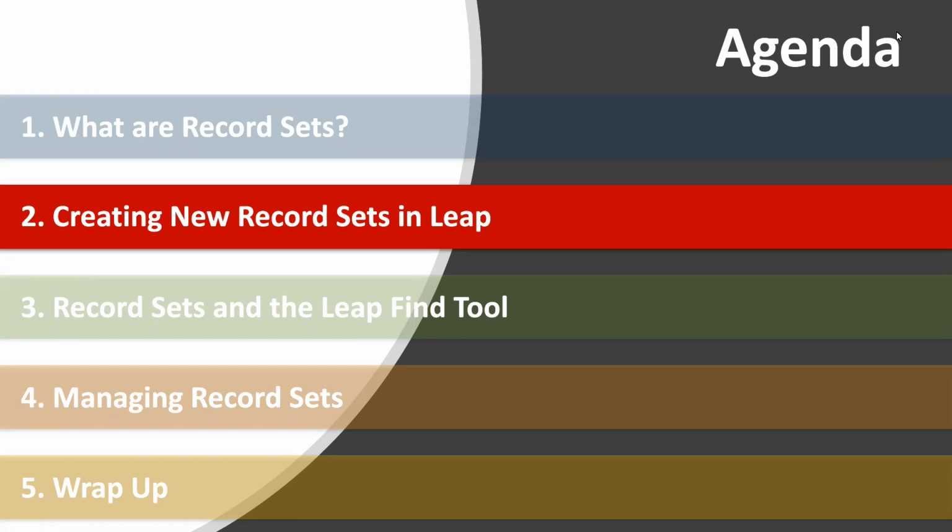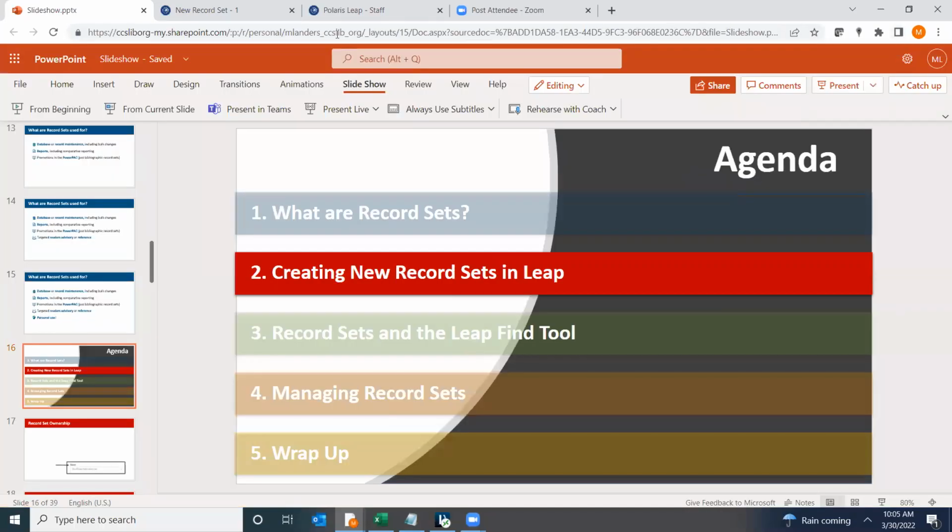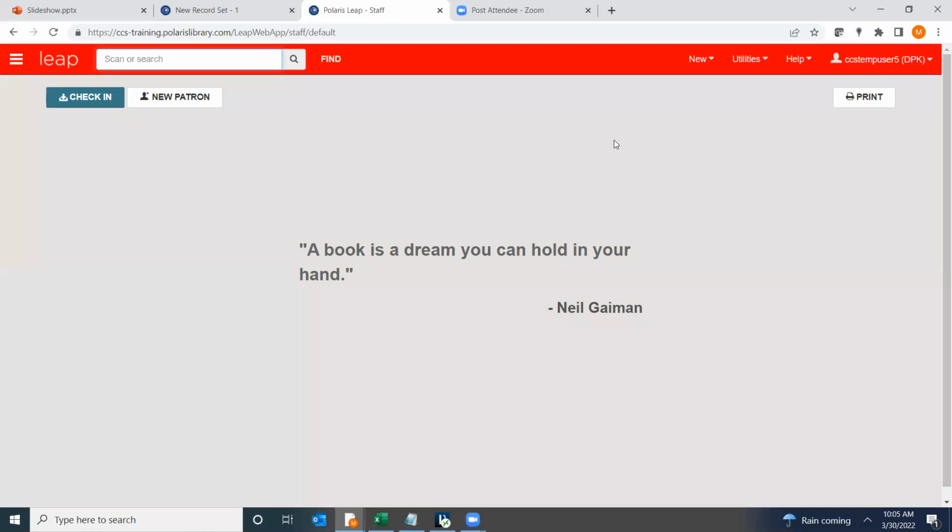So let me just exit out of our slides here and jump into LEAP. There we go. So to create a new record set in LEAP, in the LEAP toolbar area, you'll want to click on this new menu here and select the option for record set.